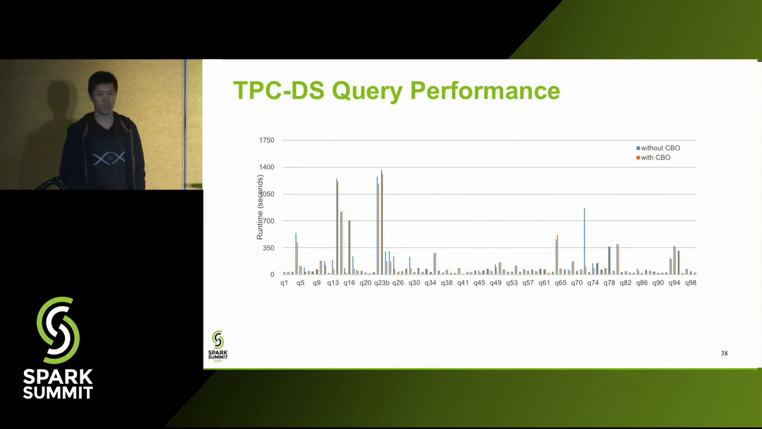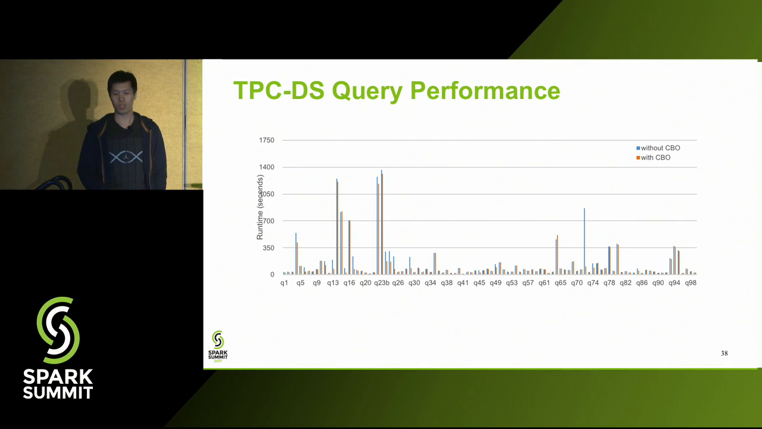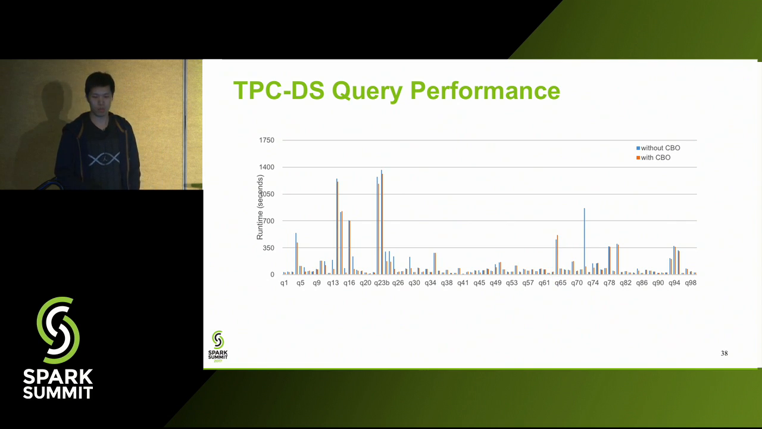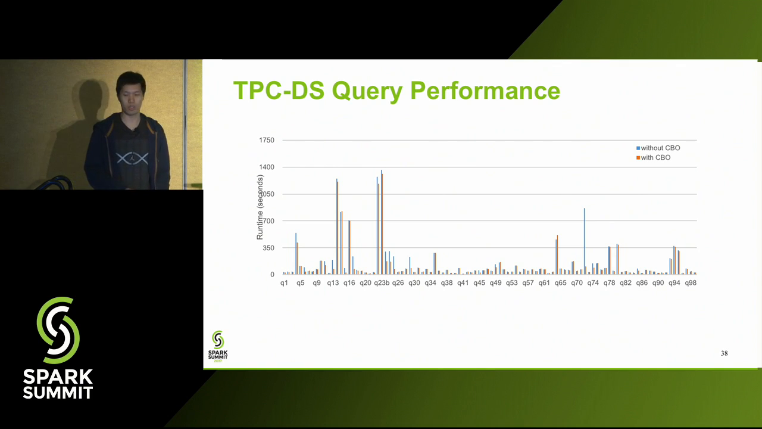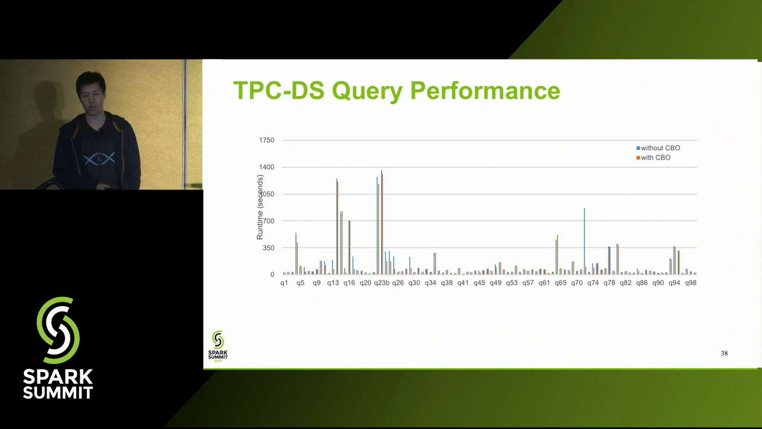Now this slide shows an overview of the performance of all the queries. For each query, we show its response time in blue without CBO, and its response time with CBO in orange. As we can see, CBO can improve many queries, and there are also many queries that have similar performance with or without CBO. The reason is that some of them are very simple queries and do not need much optimization, and some of them are already written in a good join order in the original SQL query.